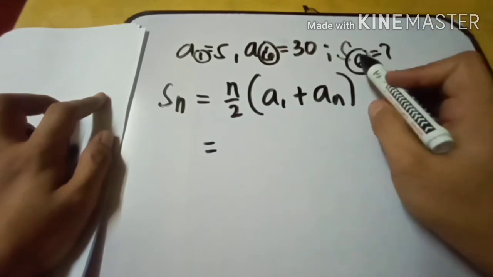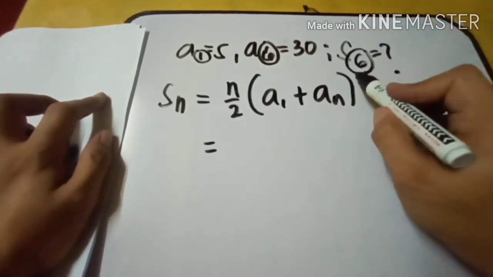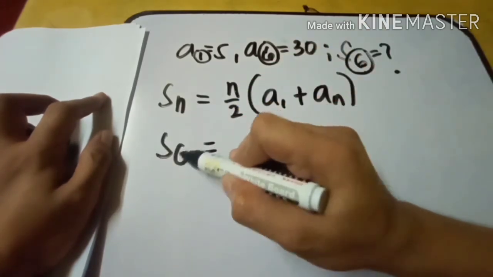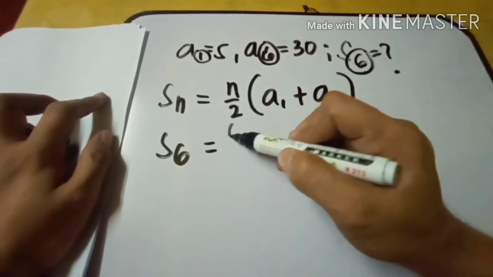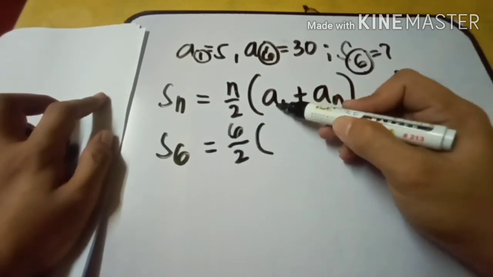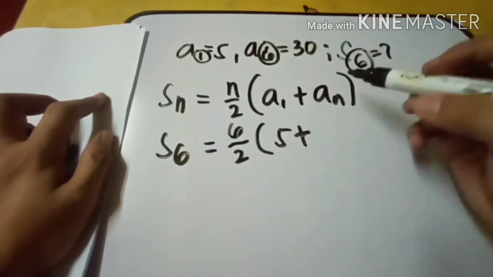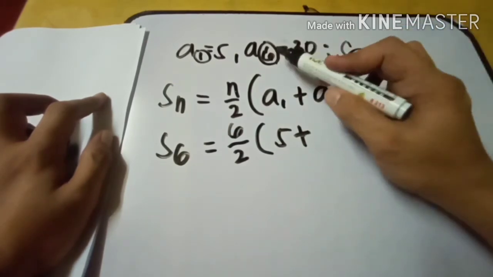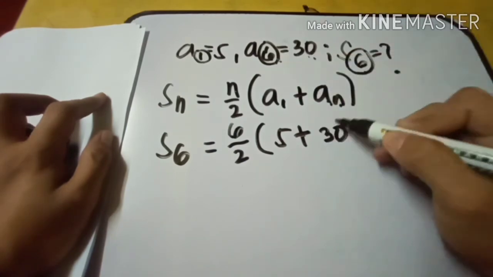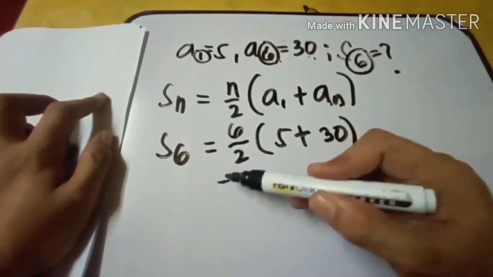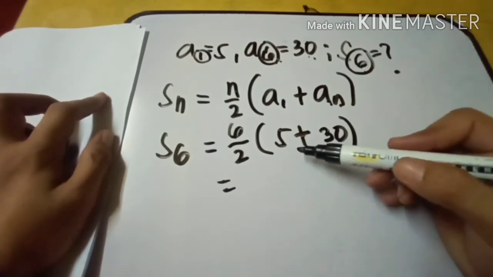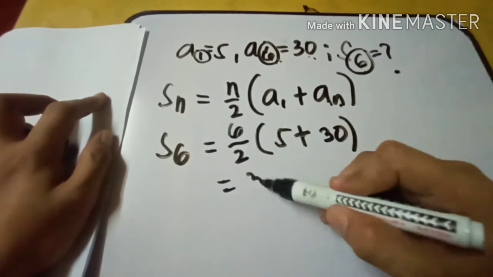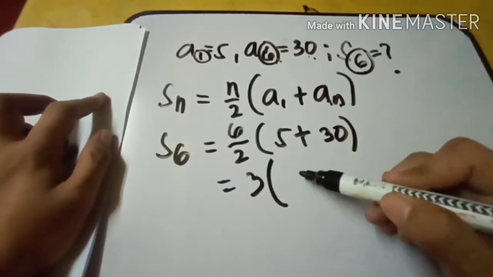So let's substitute. The n is 6 because we are referring to the sum of the first 6. So we have here S sub 6 and our n over 2 is 6 over 2. Then our first term is 5 plus our last term is 30, because a sub n refers to the last term, and our last term is 30. So here, 30. Then we simply add the numbers inside the parentheses. So 6 divided by 2 will give us 3 and 5 plus 30 will give us 35.